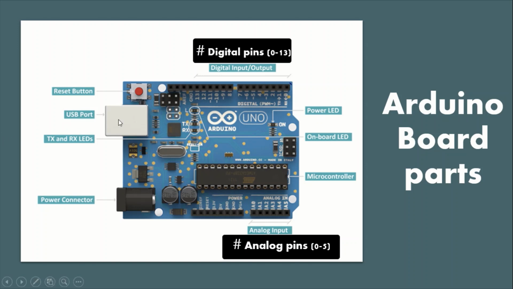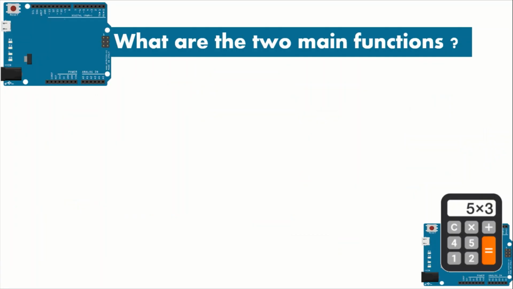There's also the USB port. It's used to connect the USB cable to the computer. Finally, the reset button is used to reset the code in the Arduino.